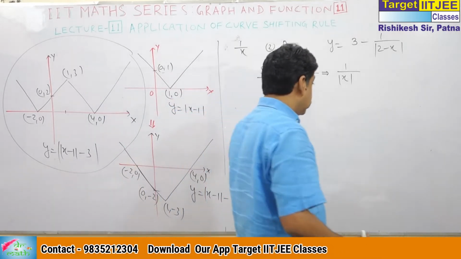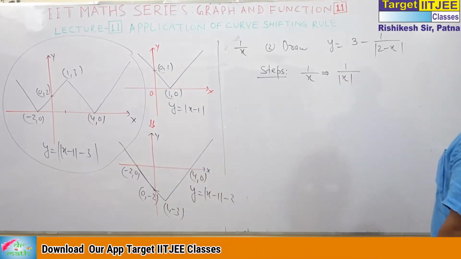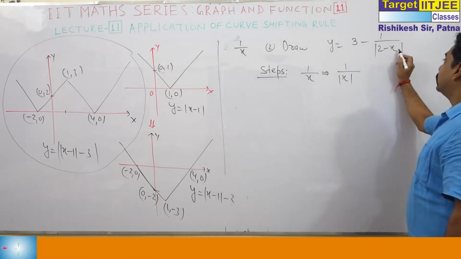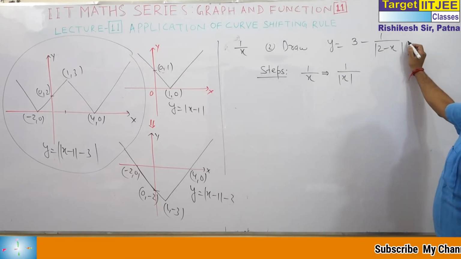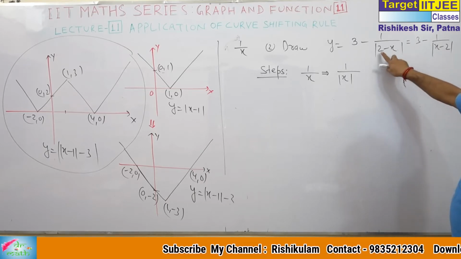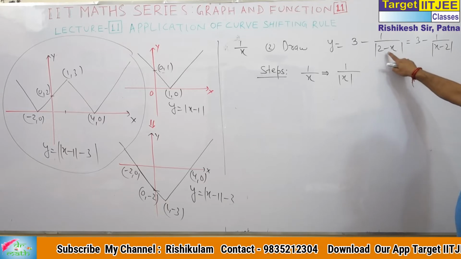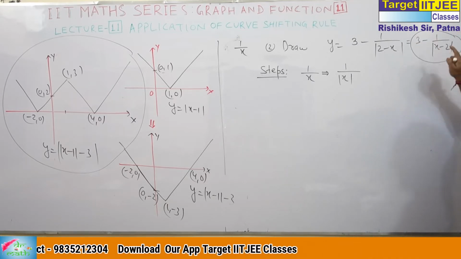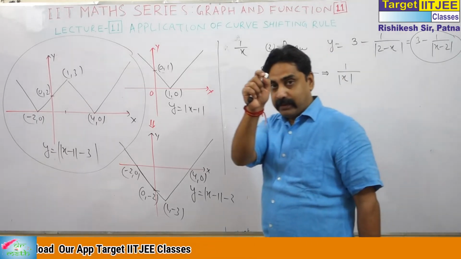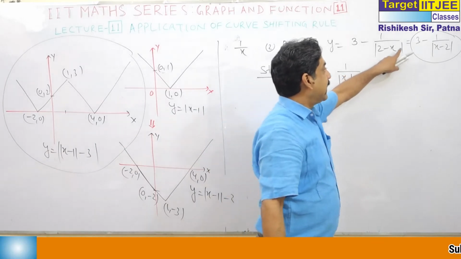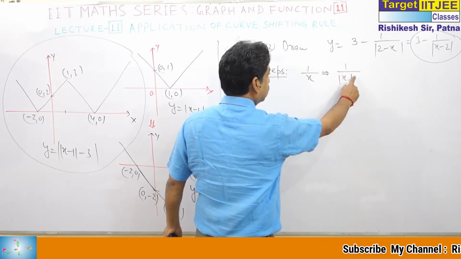Actually, one point you must keep in mind: 2 minus x and x minus 2, both graphs are the same quantity. So I will go for this, and I have to take one step less. So I will take this mod x.